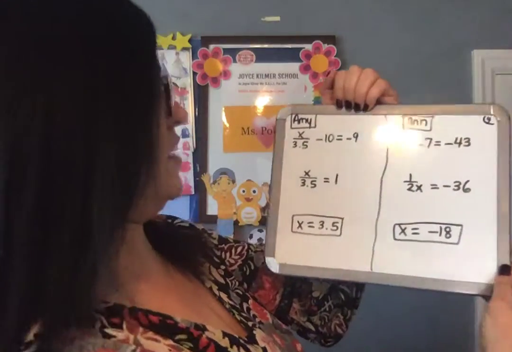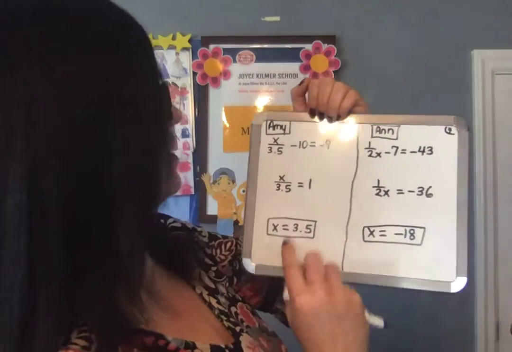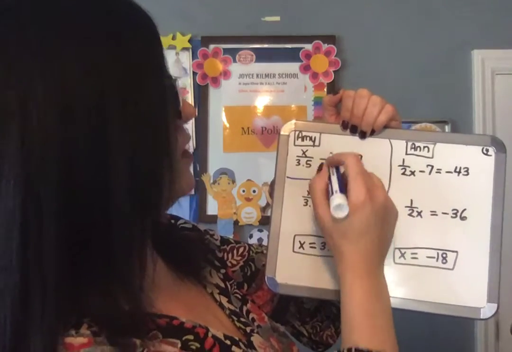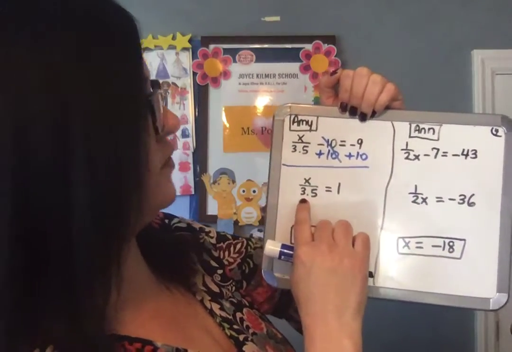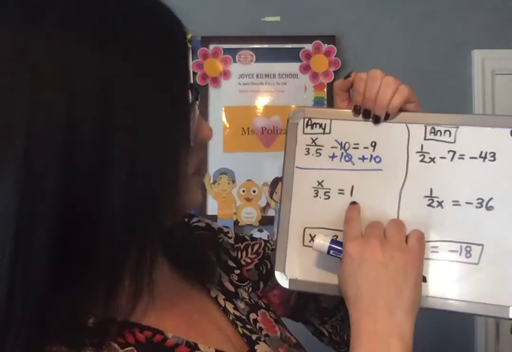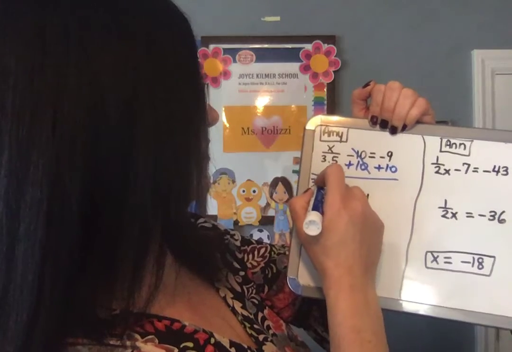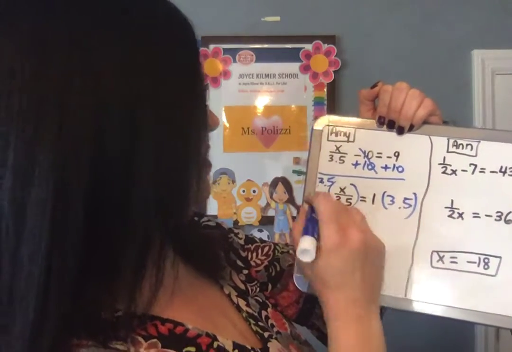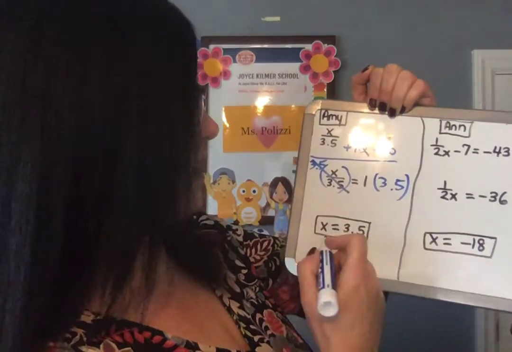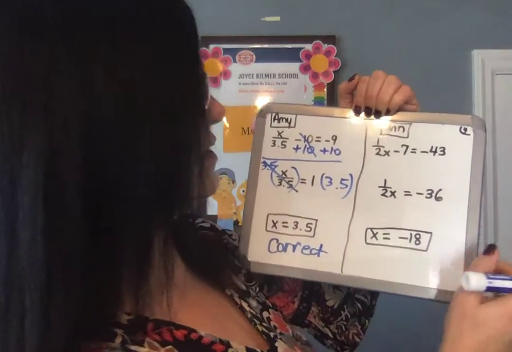So here we have Amy. She said that when she solved, her correct answer is 3.5. So let's see if she's correct. The first thing I would do is I would add 10 to both sides. I would draw my line, cross this out, and I would have x over 3.5 equals 1. And that's right so far because -9 plus 10 is 1, right? And the next thing I would do is I would multiply 3.5 to both sides, cross this out, I would get x equals, and 1 times 3.5 is 3.5. So she's correct. She didn't make a mistake, okay? She's good.